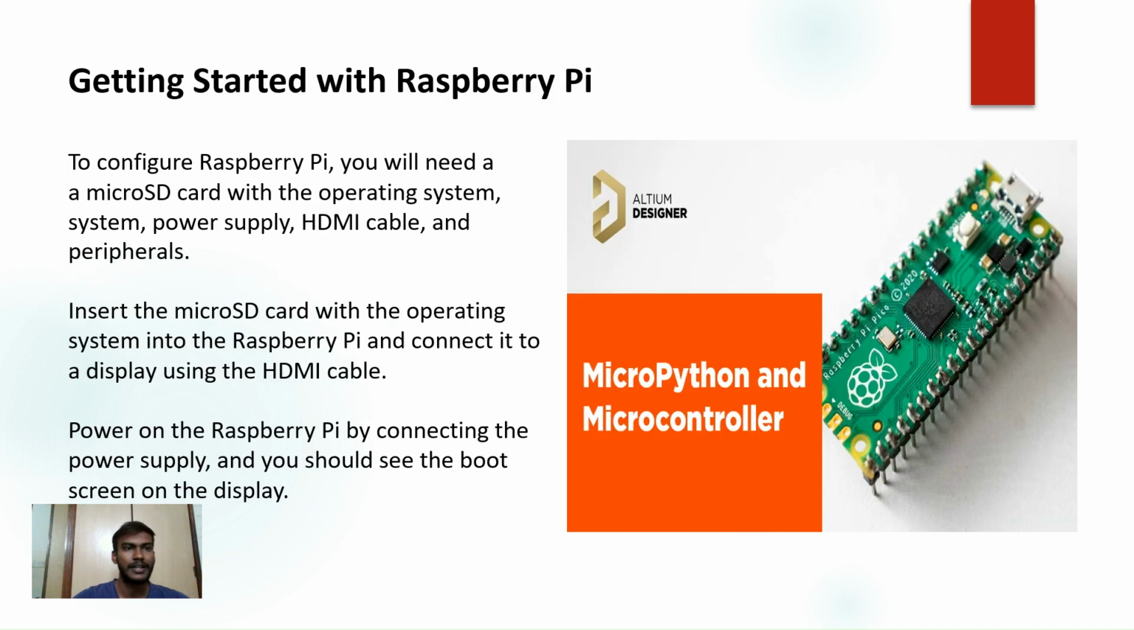Now coming to getting started with Raspberry Pi. To configure Raspberry Pi, you will need a micro SD card with the operating system, power supply, HDMI cable, and peripherals. Insert the micro SD card with the operating system into the Raspberry Pi and connect it to the display using the HDMI cable. Power on the Raspberry Pi by connecting the power supply and you should see the boot screen on the display.